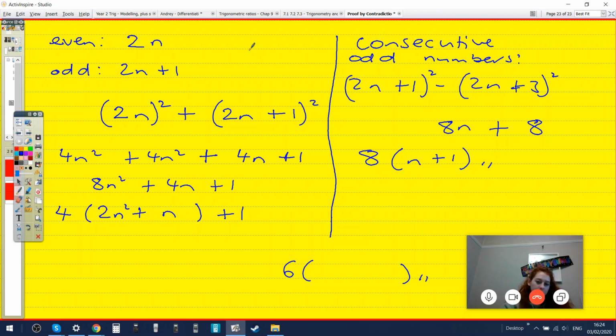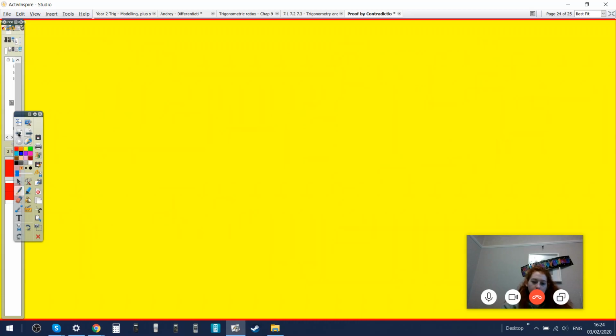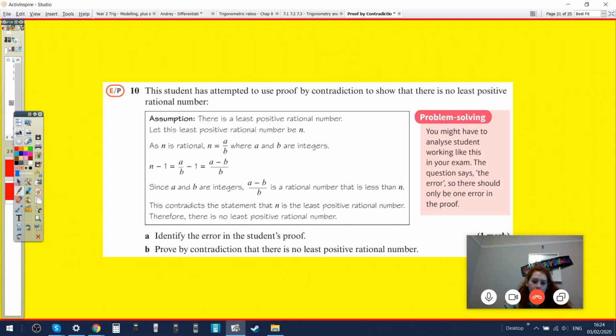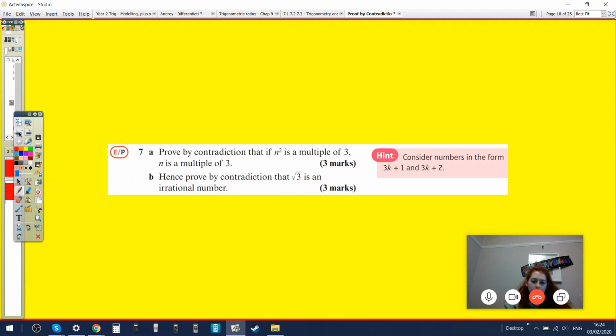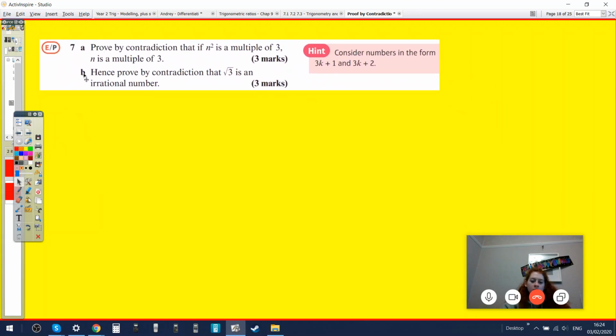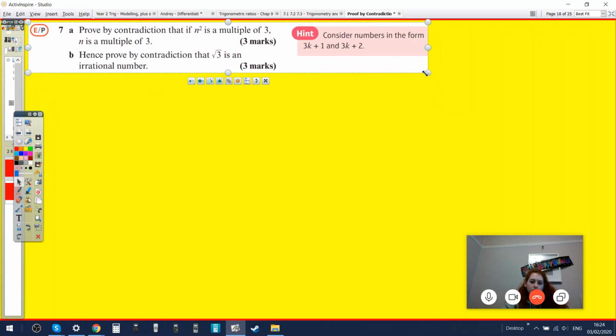Anything else of those things? I think maybe just practice some more proofs. Okay, so I'll see if I can find some that are a bit like that. Proof by contradiction, so that you just find one. It must be a multiple of 3. We could try this one if you like. Is this worth doing?